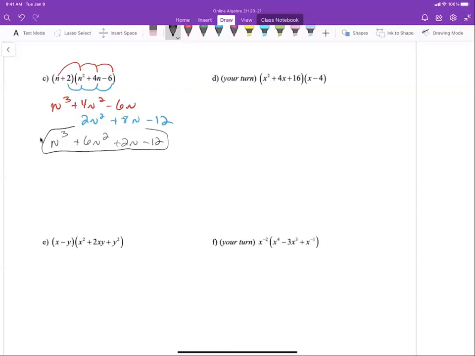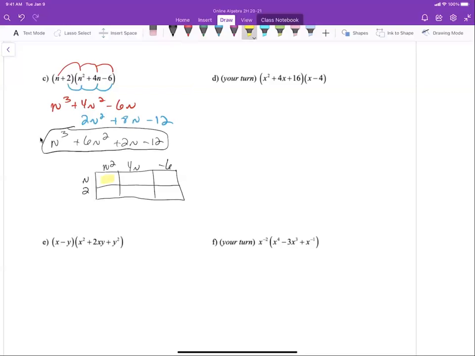Here's another neat way to do this. You can actually use a geometric approach. I have 3 terms, so let's see. First one, n squared, 4n, minus 6, that came from the second polynomial. Those were the terms in the second polynomial. And then n and 2 are the terms in the first polynomial.